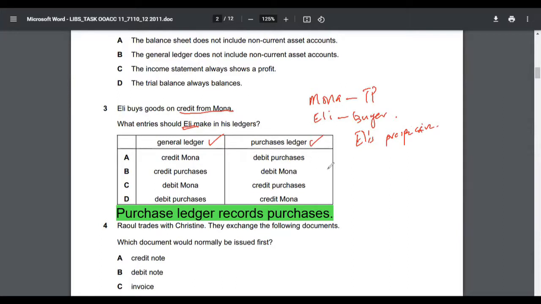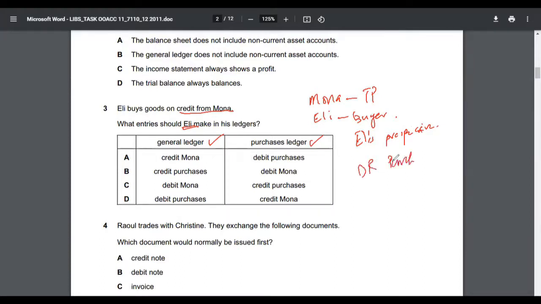Therefore, if you look at the options, the entry would be debit purchases, and credit Mona. That is our accounts payable. We only have one option showing credit as Mona, and that is option D. So you can immediately verify whether the correct entry for a journal ledger is correct. So that's debit purchases. It meets this entry in here. Therefore, the correct answer to multiple choice 3 is option D.